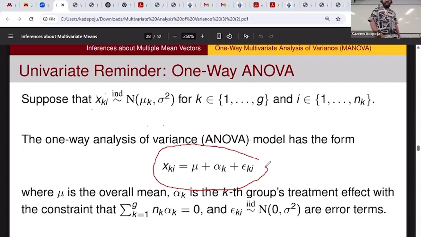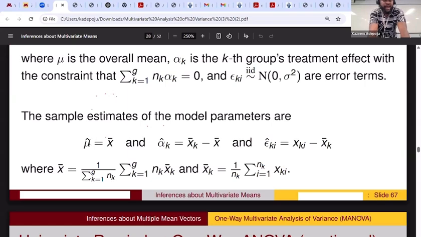And of course, you're going to have error, and the error is assumed to follow normal distribution. Now, you know how we do it in a one way. Of course, one way means I have one factor, one categorical factor. And of course, we're going to have an estimate of the mean, the estimate of the treatment effect, as you can see right now, and the estimate of the error term.